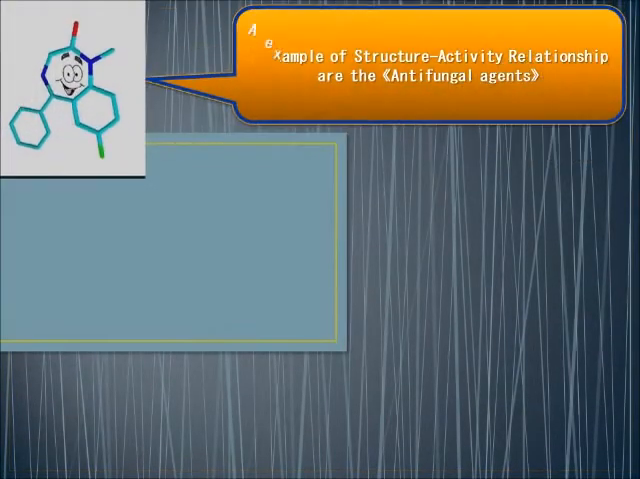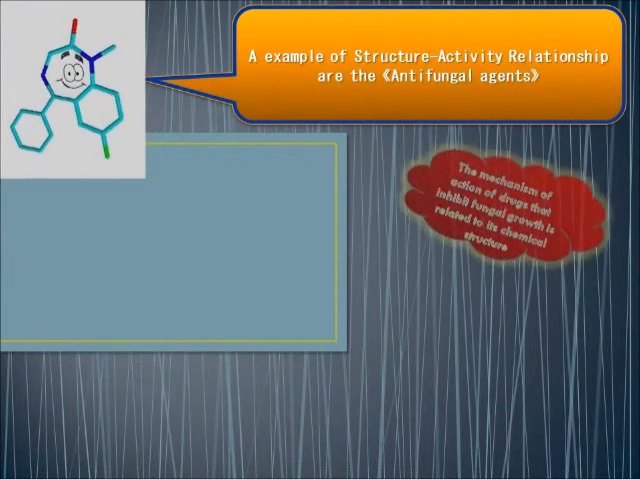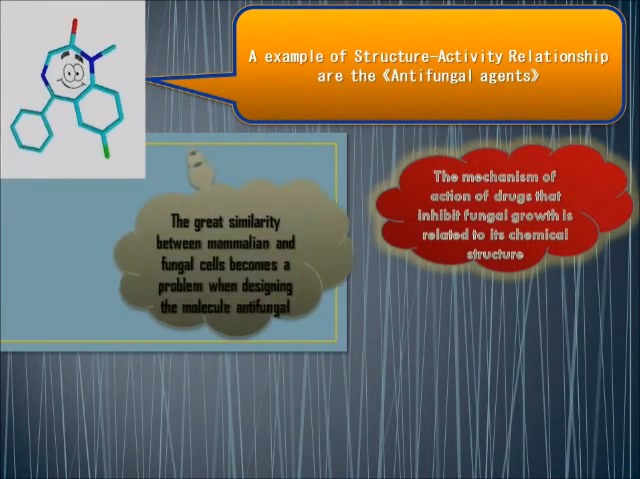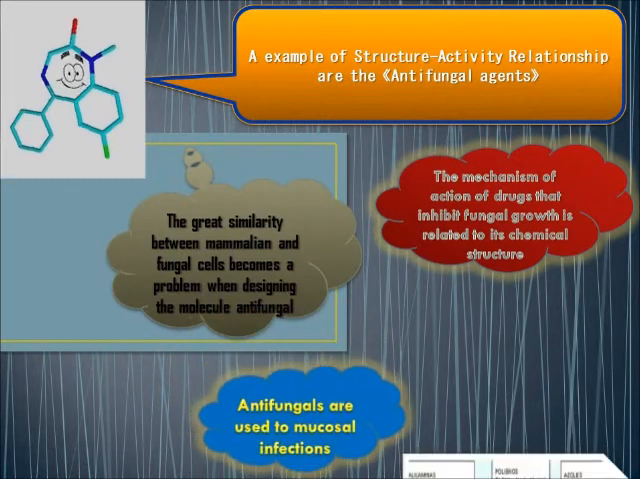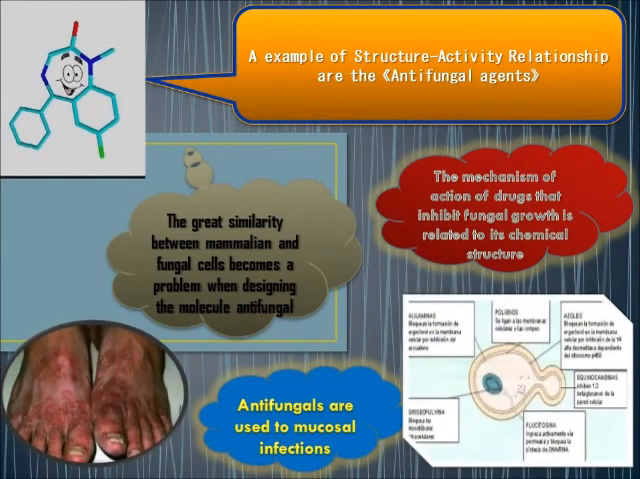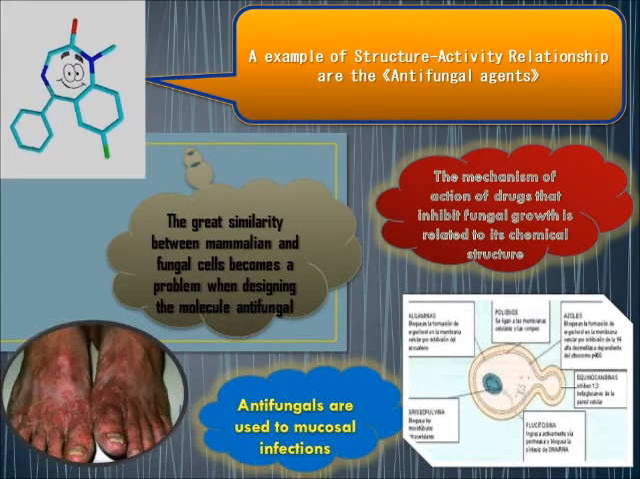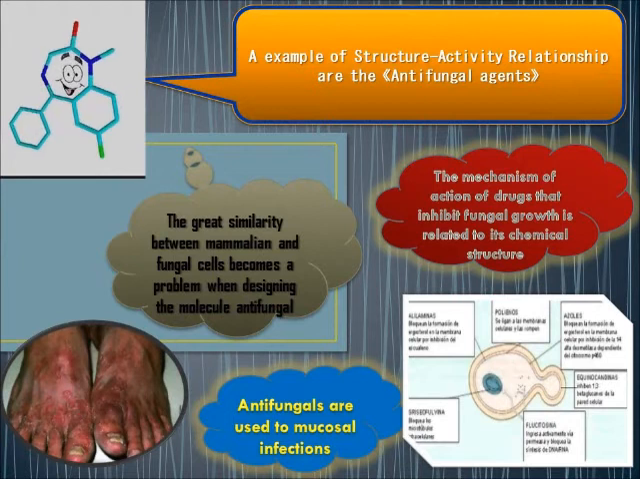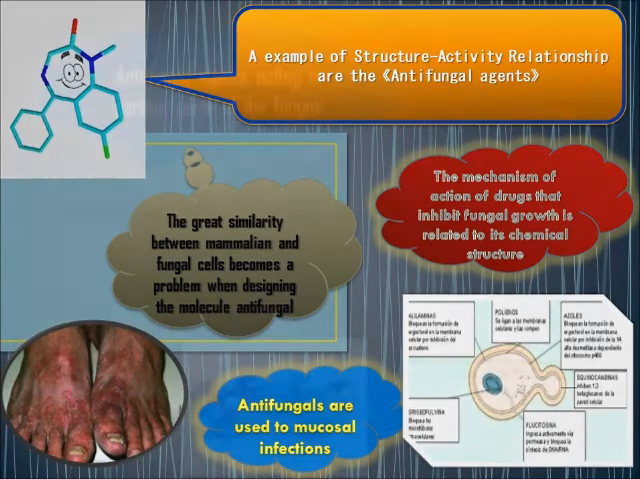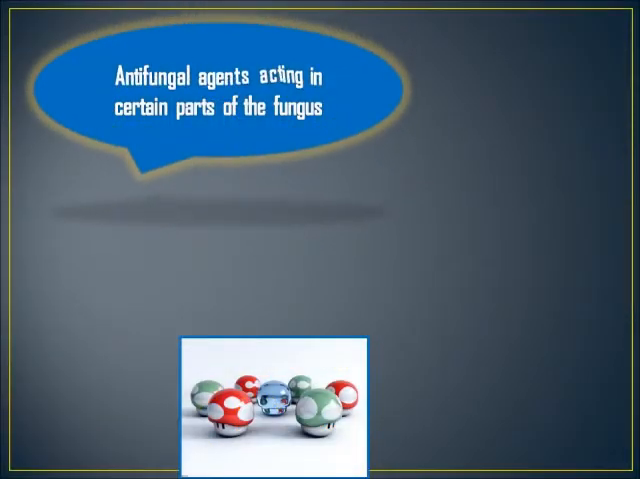An example of structure-activity relationship is the antifungal agents. The mechanism of action of drugs that inhibit fungal growth is related to their chemical structure. The great similarity between mammalian and fungal cells becomes a problem when designing an antifungal molecule. Antifungals are widely used for mucosal infections and other conditions. These antifungal agents act on certain parts of the fungus.